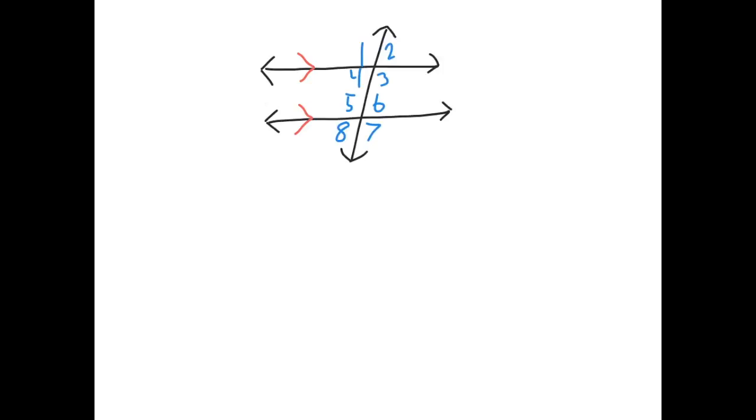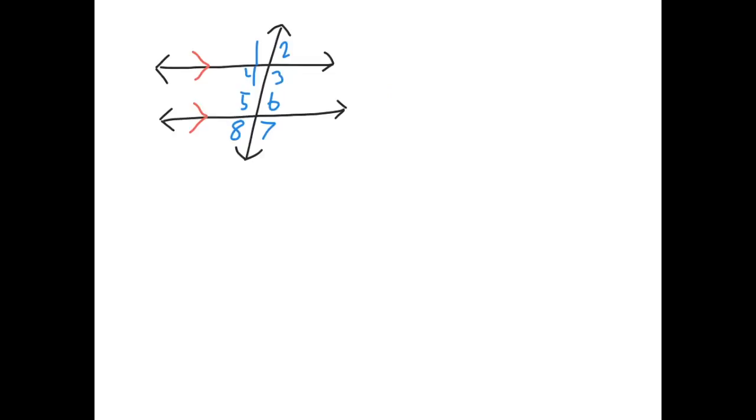In this picture, this transversal cutting these two parallel lines makes 8 separate angles. And I've named them all 1 through 8. So first let's talk about where the angles are. So exterior angles are the angles that are on the outside of the parallel lines. So see, I have a parallel line here and a parallel line here. We're looking for the angles that are not in between the parallel lines.